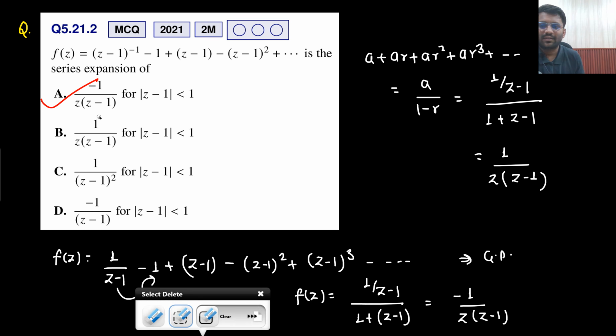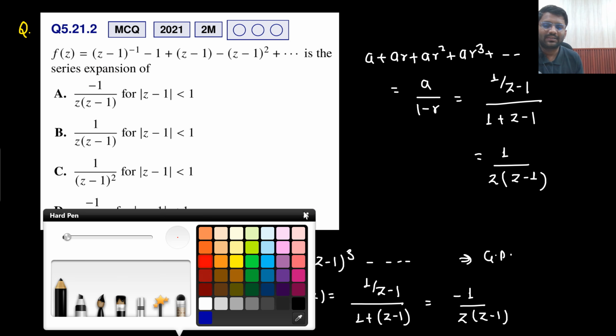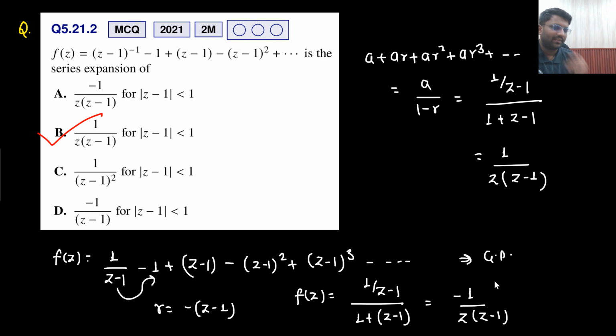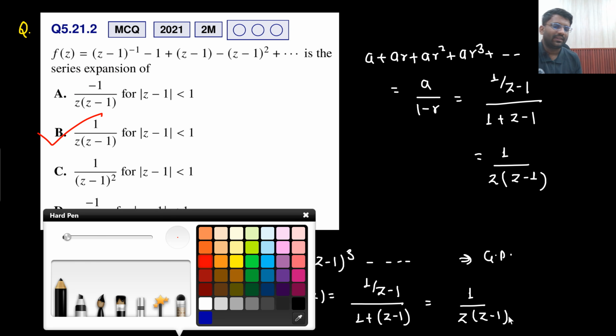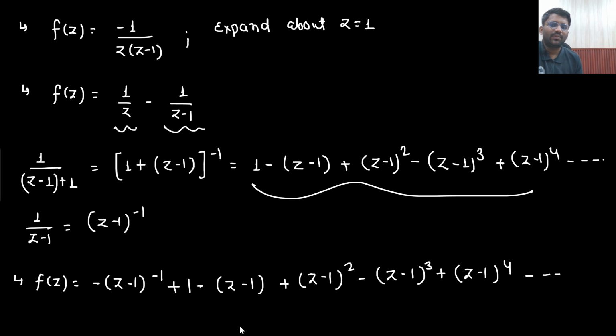You are losing a very good rank. You are losing your desirable seat if you do this kind of blunder. Okay, so the answer is 1 upon z into z minus 1. When I expanded it, I got to know that I am doing some error here. So this is the answer that I was getting.